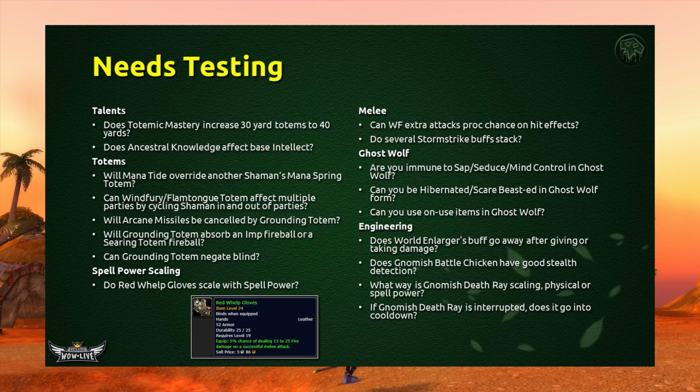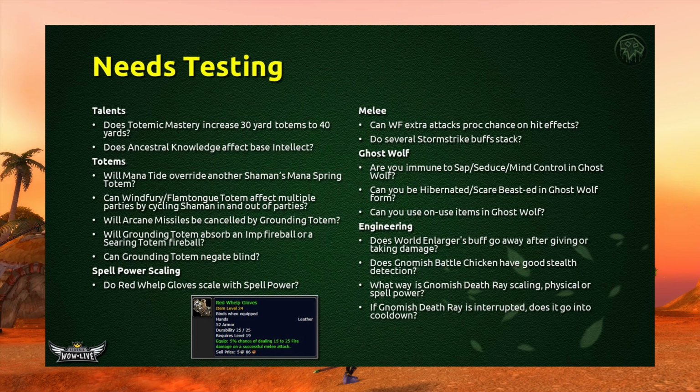Will Wind Fury extra attacks be able to cause that proc to actually occur? The next is, do several Storm Strike buffs stack? So as you know, Storm Strike has a buff that increases damage for your next 2 nature spells by 20%. If 2 Shaman Storm Strike, does that buff stack?